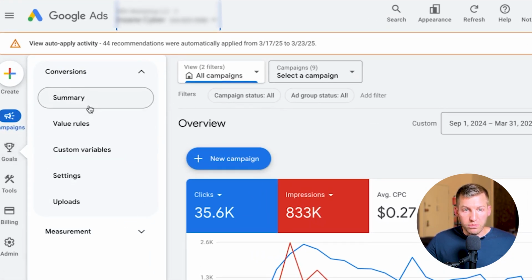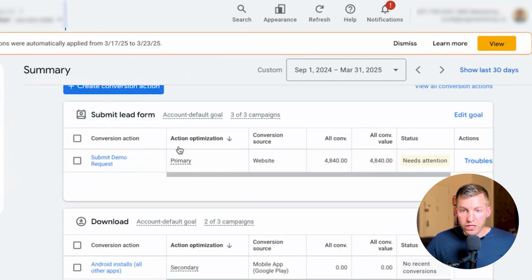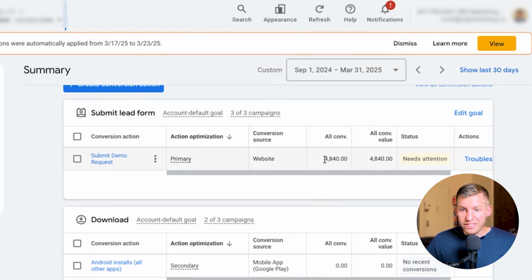So to do this, we're going to go to goals here. We're going to click on summary and look at the goals. And as you can see, the main goal that this account has set up is needs attention, so it means it's not set up correctly. It says that it's converted 4,000 conversions in the last 6 months. From talking to this client, I know that they said they're getting about 1 to 2 conversions a month. So something's not adding up here. Immediately, I know this is off and it's probably really affecting the strategy of the account.